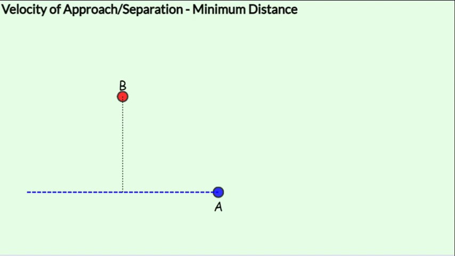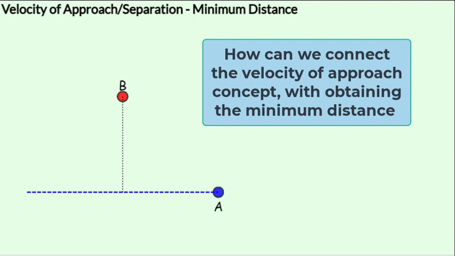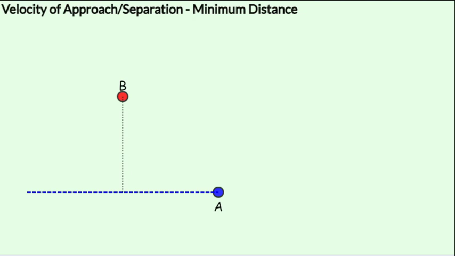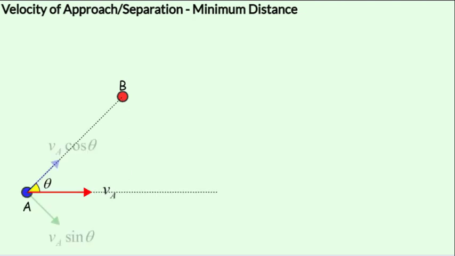We know mathematically that if we drop a perpendicular from B onto the path that A travels in, we would obtain the minimum distance. But let's try to reason this out using the velocity of approach. We take an arbitrary position of ball A at a point where the line joining A and B makes an angle theta with the line along which A travels.